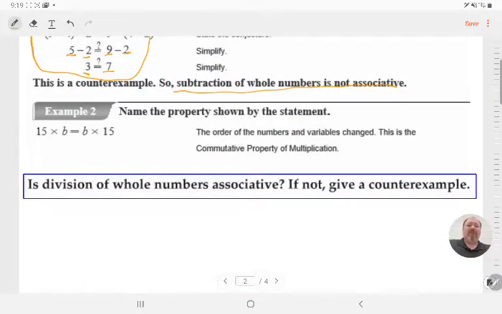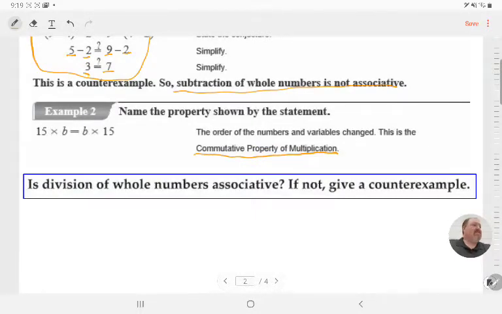Okay? So name the property shown in the statement. So we are to name the property. We have 15 times b, which equals b times 15. The order of the numbers and variables changed. So this is the commutative property of multiplication.